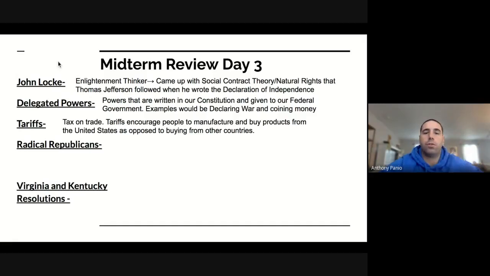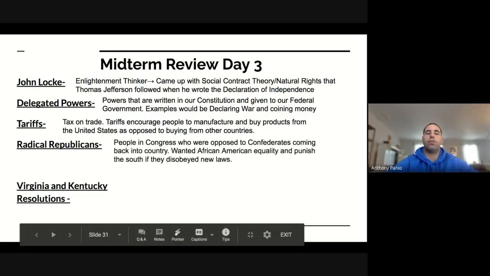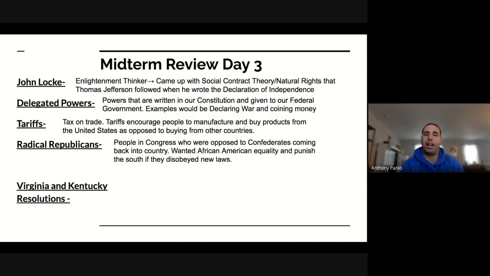All right. Let's go over the radical Republicans. So if you go to Reconstruction, even though radical is a bad kind of word when it's usually put in front of something, the radical Republicans weren't necessarily bad congressmen. They weren't bad people, but basically they were people in Congress who were opposed to the Confederates coming back into the country. Even though they were in the same political party as Abraham Lincoln, they didn't like Lincoln's welcoming back the South after the Civil War.